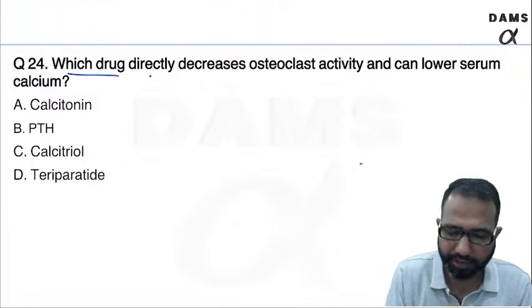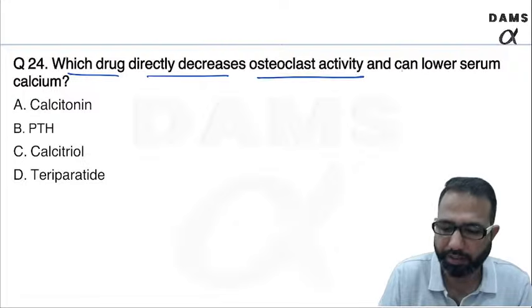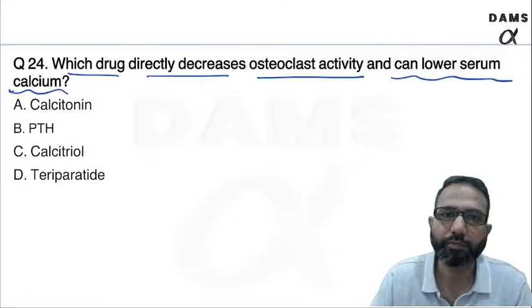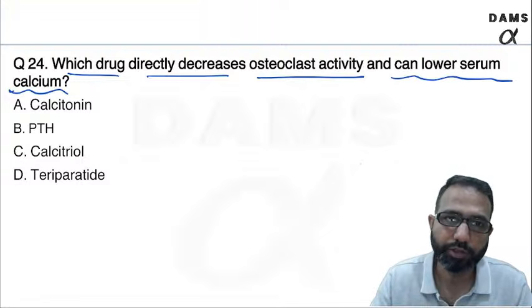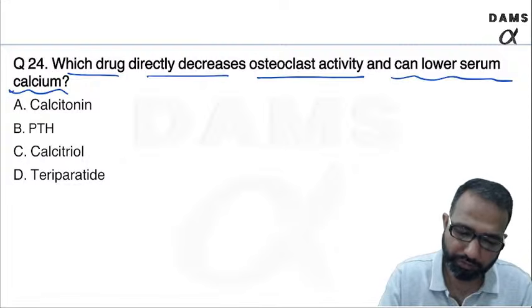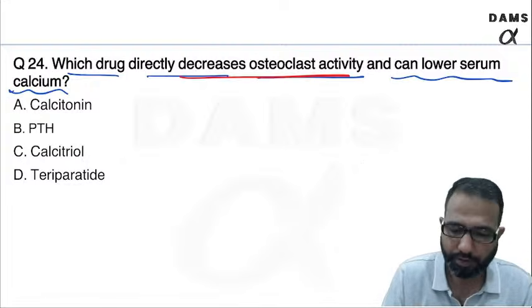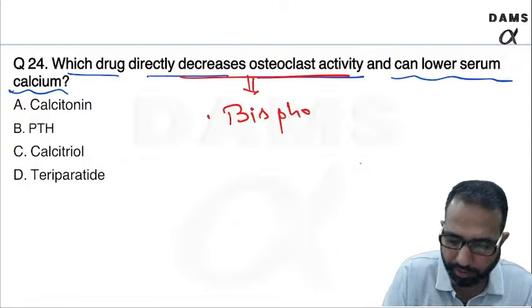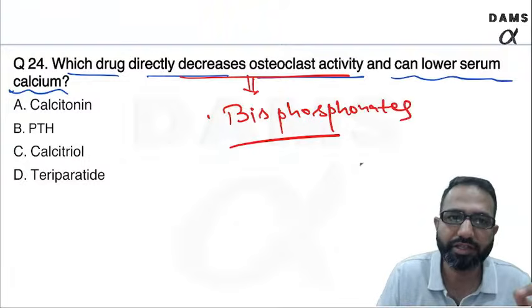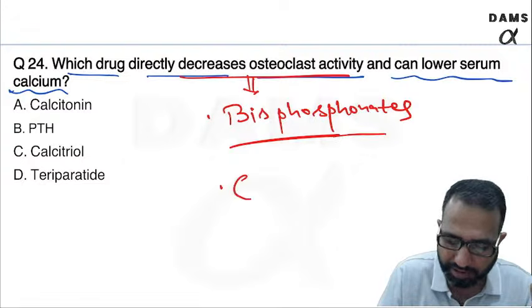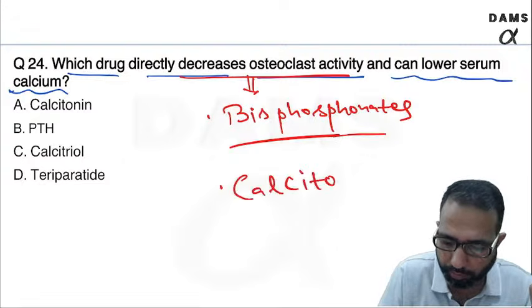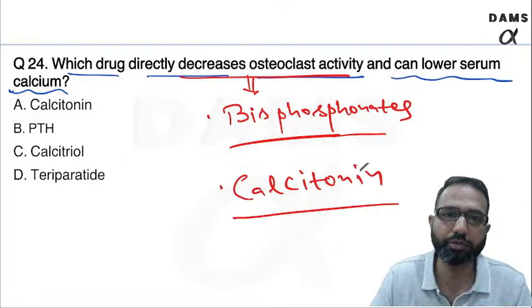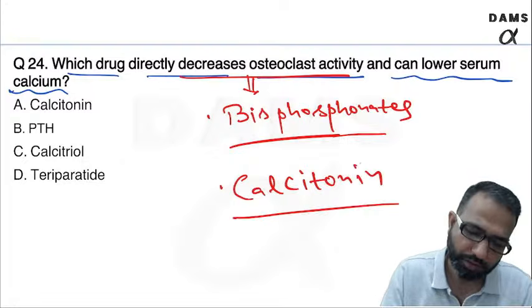Which drug directly decreases osteoclast activity and can lower the serum calcium? Which drug is this? So the drugs which are inhibiting the osteoclast activity. The one we have, as we already discussed, is the bisphosphonates, and bisphosphonates are the drug of choice not only for osteoporosis, that is also the drug of choice for hypercalcemia. But the other important one is calcitonin, or salcatonin hormone. Calcitonin nasal spray or IV drug we are using. So this is calcitonin.